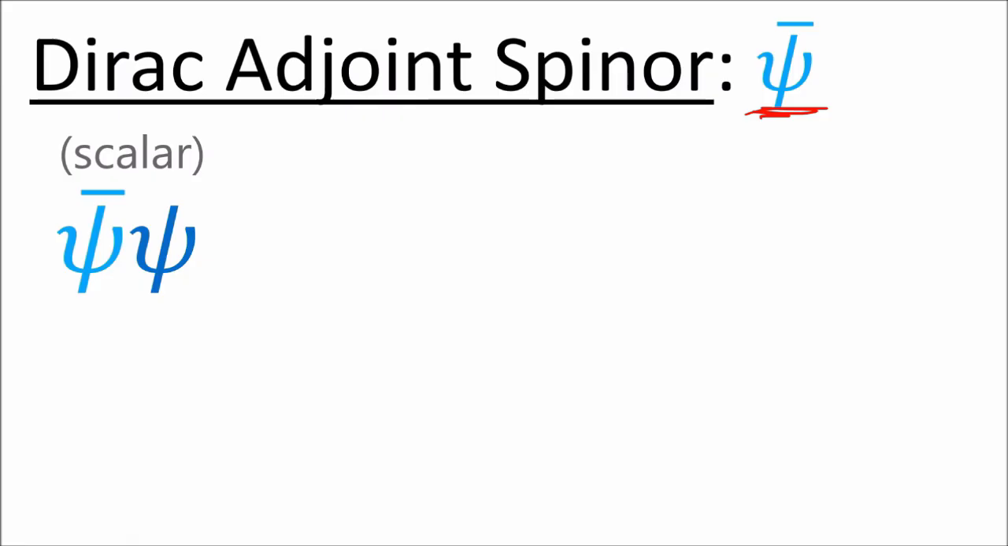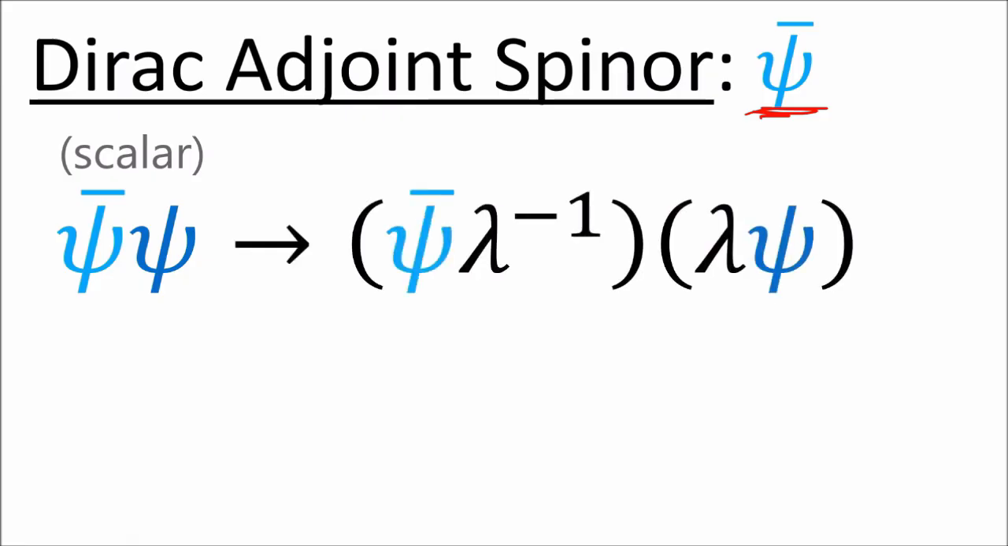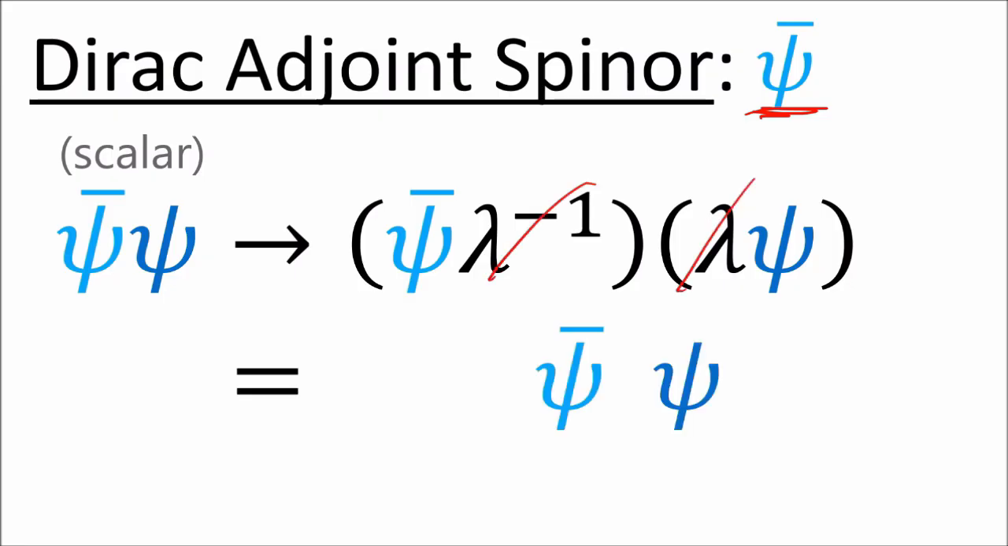Basically, under Lorentz transformations, psi will transform with a lambda from the left, and the adjoint psi bar will transform with lambda inverse from the right. The lambda inverse and lambda cancel, leaving the inner product the same as it was before the coordinate transformation.